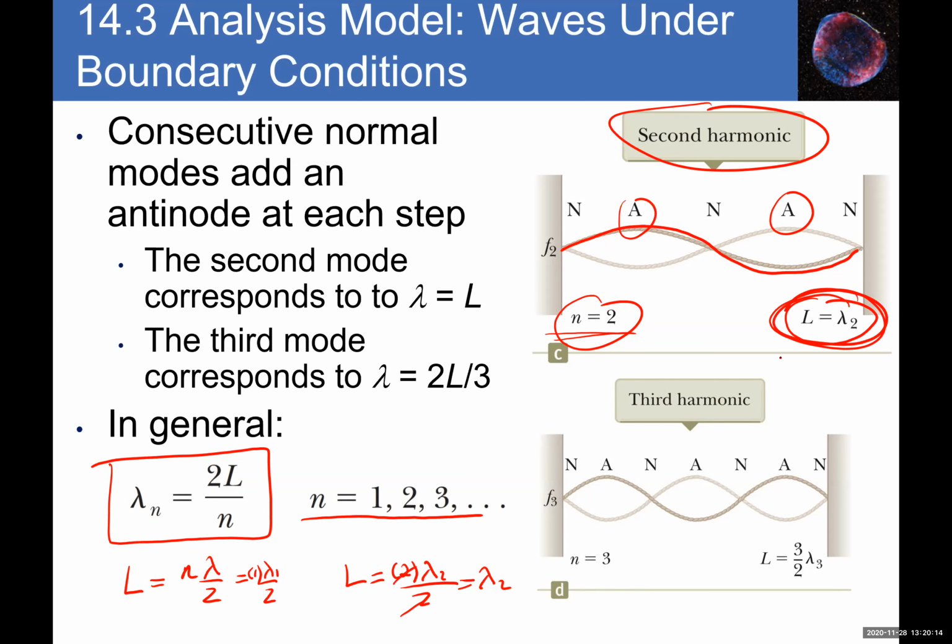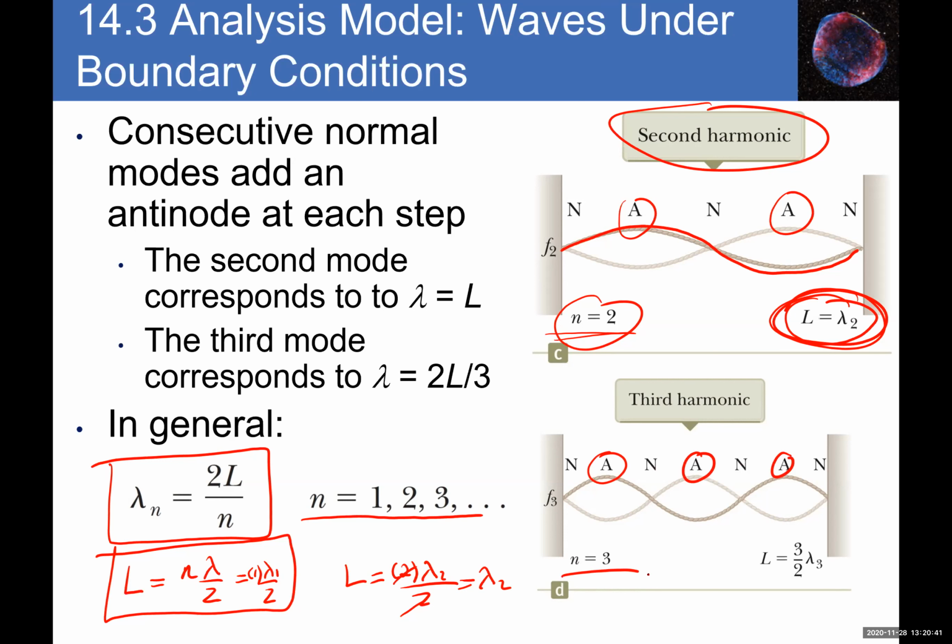That means you have these two equations, which are the same equation just rearranged two different ways: one representing it in terms of lambda on the left side, and one with L on the left side. But you can see that they are basically the same equation. And going from the second harmonic to the third harmonic, we are increasing the number of segments, or number of antinodes.